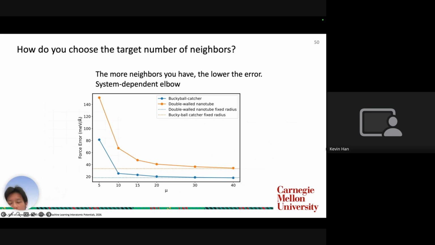We also did a very short micro study on how to choose the target number of neighbors. And generally, we find that the more neighbors you have, the lower the error, right? So we ran training on a TensorNet model for a buckyball catcher, as well as a double wall nanotube system. And here on the x-axis, we have the fixed radii. We find that as we approach 40, we can approach the fixed cutoff baseline. I believe the buckyball catcher system has 60 average neighbors, and the double wall nanotube approaches 50 neighbors for the fixed cutoff, sorry.